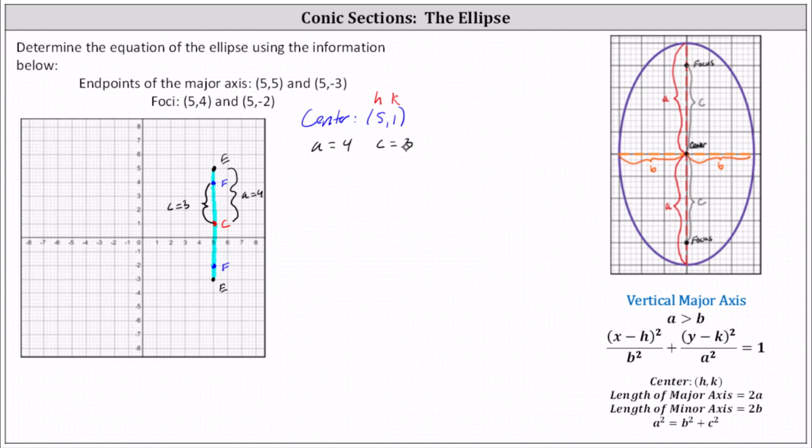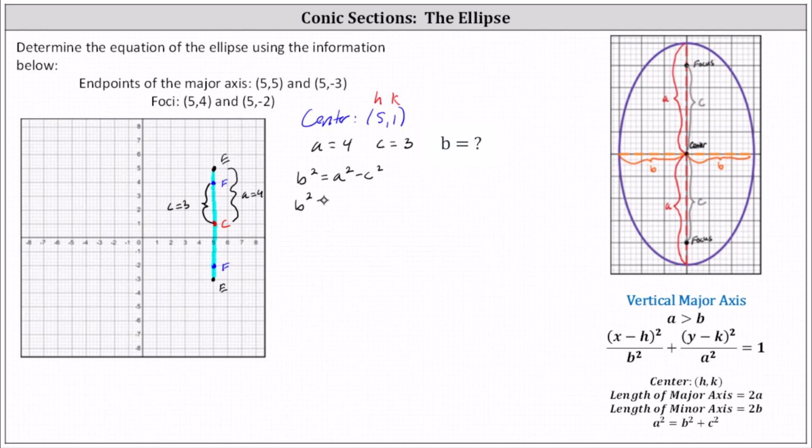We need to determine b to write the equation, or more specifically b squared, which we can do again using the equation a squared equals b squared plus c squared. Solving for b squared, notice we have b squared equals a squared minus c squared. Let's use this form of the equation. Again, we don't really need to find b, we only need to find b squared, but we'll find b so we can make a rough sketch of the ellipse.